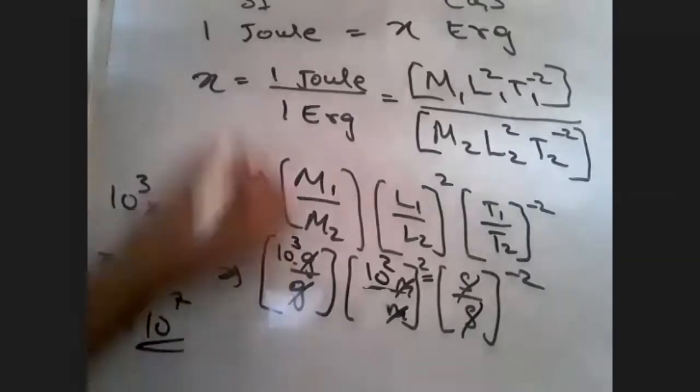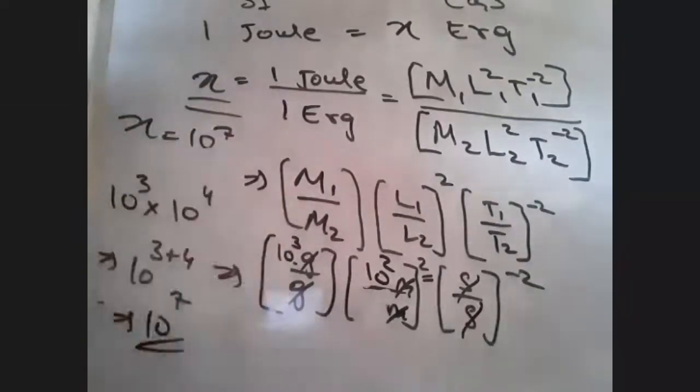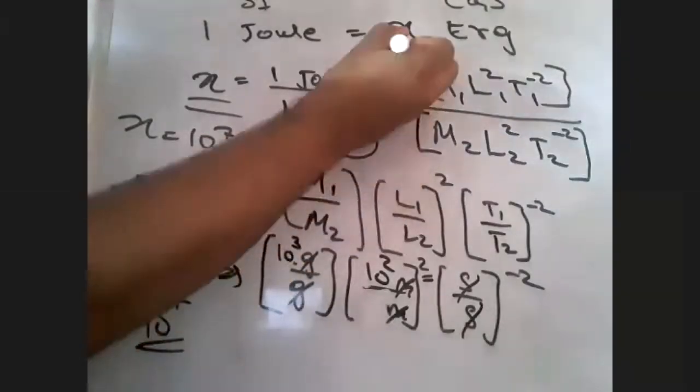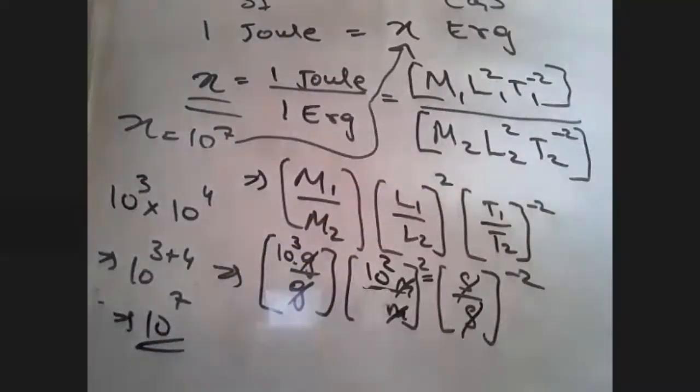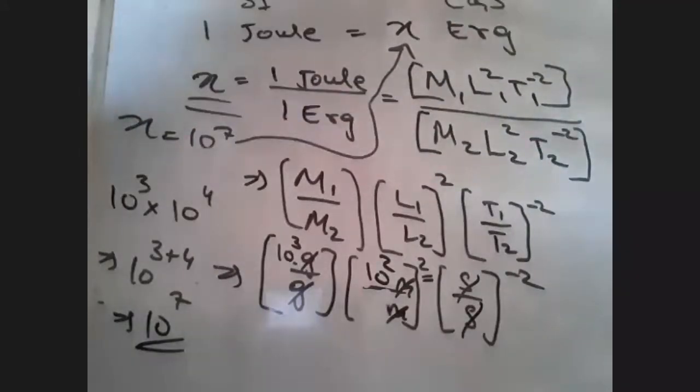So of course, now what were we finding out? X. So X is what? X is equal to 10 raised to 7. Substitute that value right over here, and you will get X is equal to 10 raised to 7. So 1 joule is equal to how many times 1 erg? 10 raised to 7 erg.